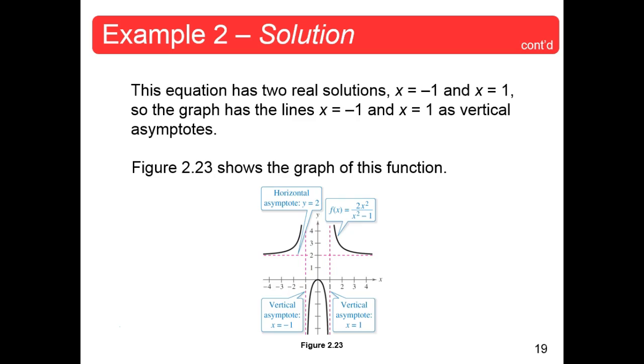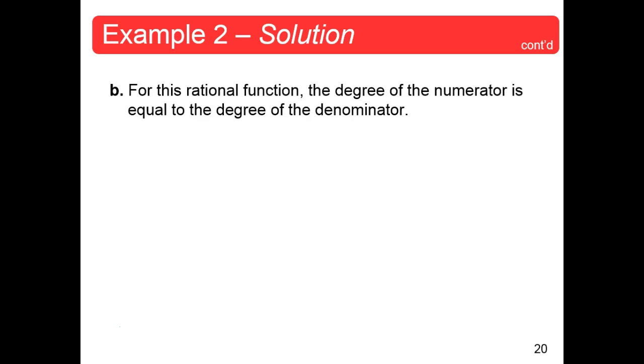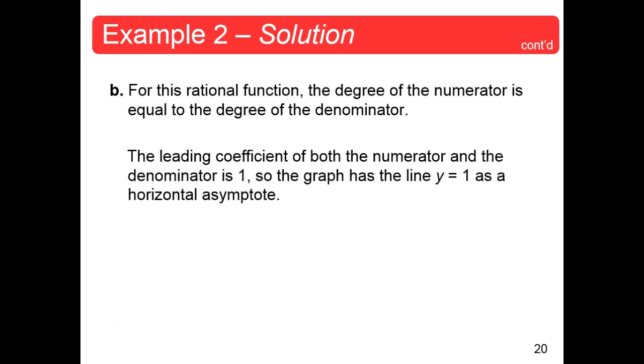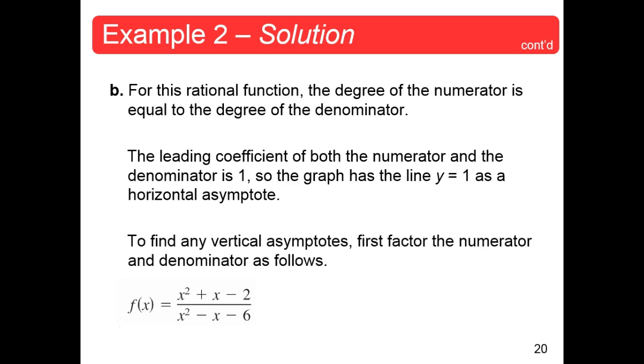All they asked for were vertical and horizontal asymptotes. We got those. We went ahead and graphed the function as well. Okay, on the B one, for that rational function, the degree of numerator, again, they're messing around with degree. All you have to do is take the ratio of leading terms, and that's 1, so y is equal to 1 is your horizontal asymptote.